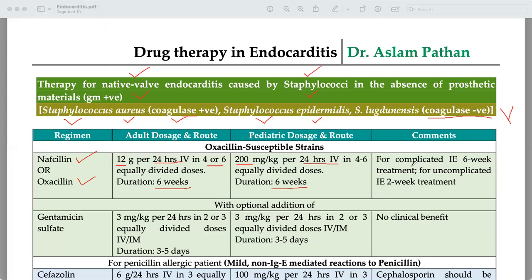There is one remark: for complicated infective endocarditis, the treatment is 6 weeks. And for uncomplicated infective endocarditis, we need to give 2 weeks of treatment.